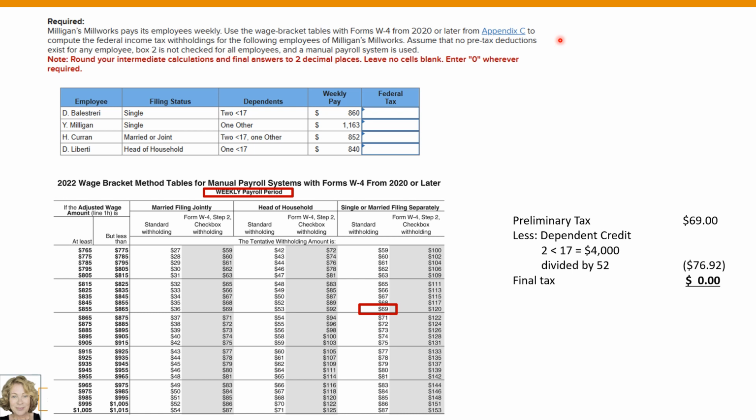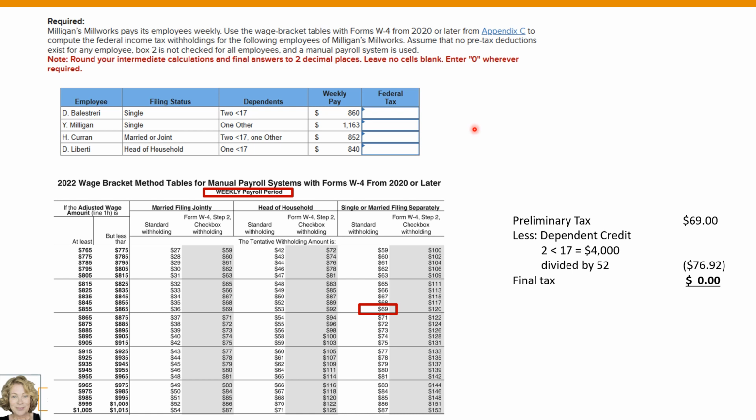Use the wage bracket tables from Appendix C to compute the federal income tax withholdings for the following employees of Milligan's Millwork. Assume that no pre-tax deductions exist for any employees, and box 2 is not checked for all employees, and a manual payroll system is used. Round your intermediate calculations and final answers to 2 decimal places. Leave no cells blank. Enter 0 wherever required.